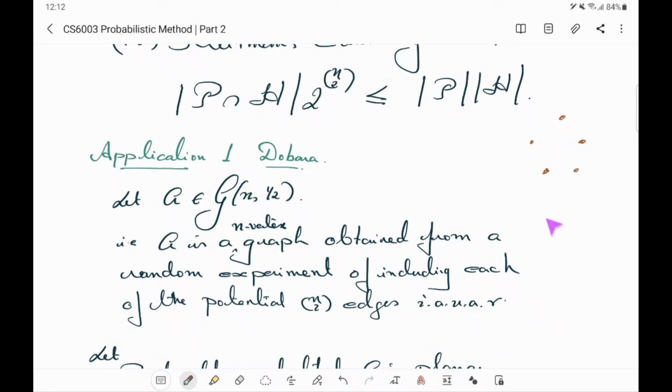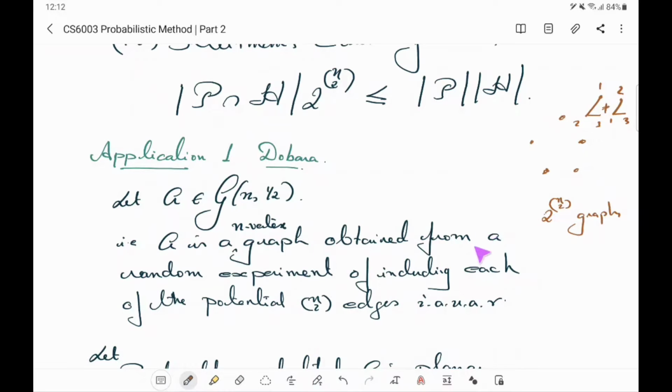take all the graphs on n vertices. How many graphs are there on n vertices? You have 2 raised to n choose 2 graphs. We are talking about labeled graphs, so something like 1, 2, 3 is considered a different graph from 2, 1, 3. So we are only talking about labeled graphs. There are 2 raised to n choose 2 graphs, because there are n choose 2 edges, and each edge can either be in your graph or not in the graph. So 2 choices per edge, right?